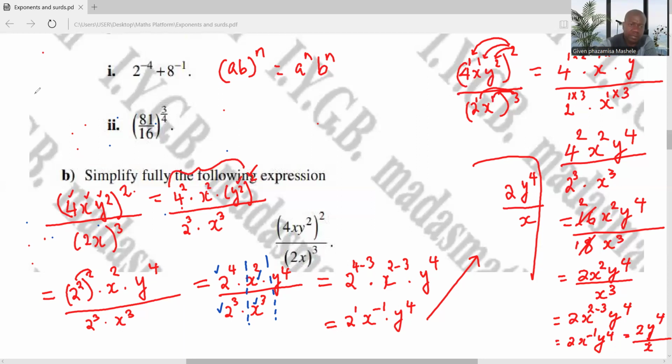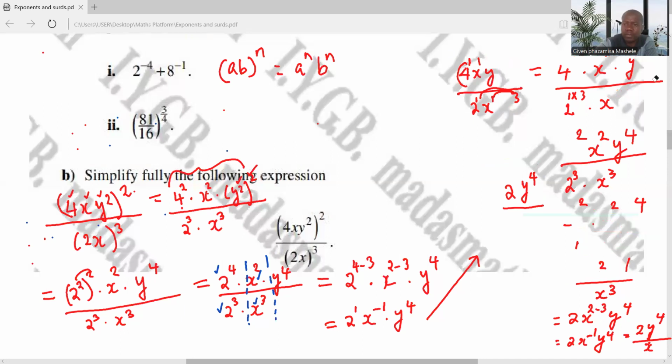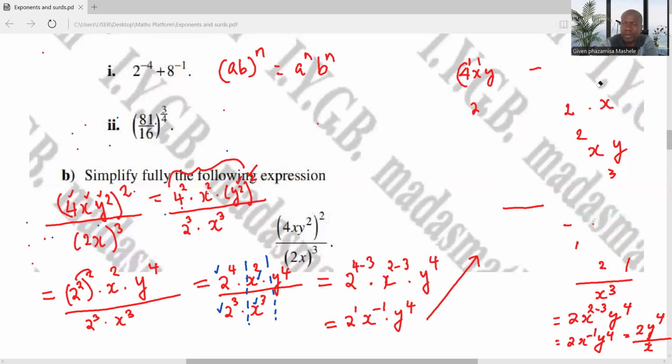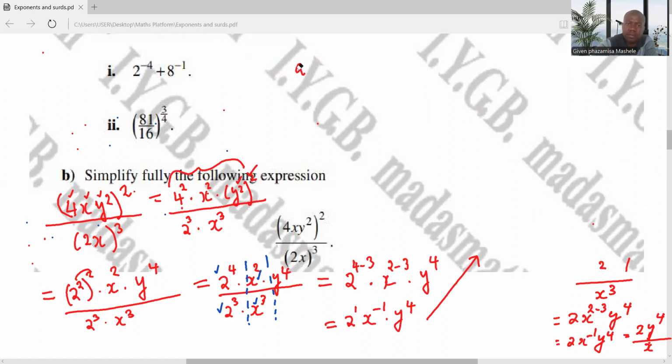I believe you're following. There are many ways to skin a cat. Practice makes perfect. If you practice as many questions as possible, you will master exponents and surds.